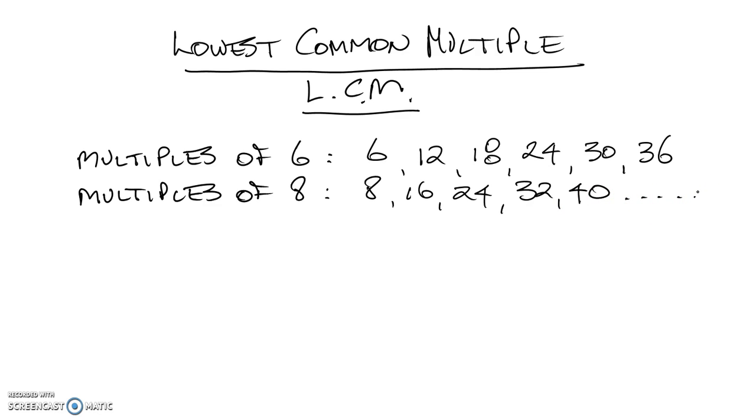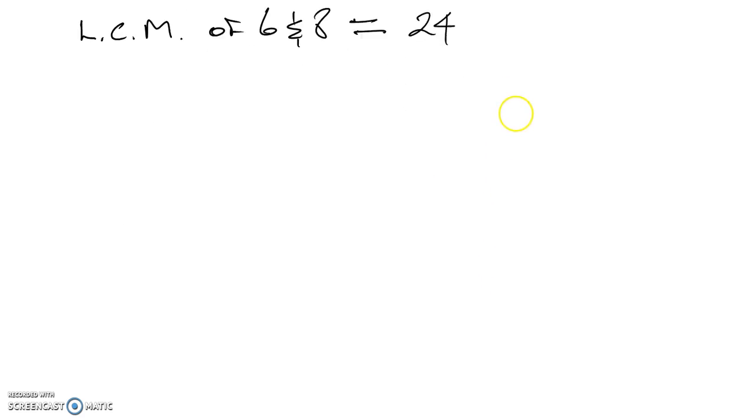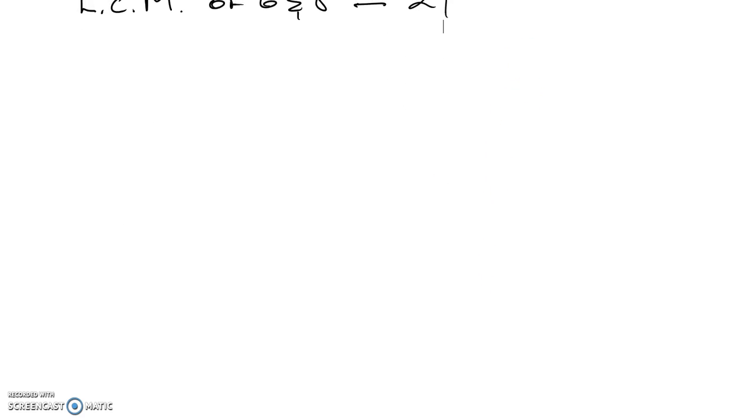So we're going to try to find the lowest common multiple. The lowest common multiple of 6 and 8 equals, well, let's have a look. What's the first number that's shown in both columns? 24 there, and 24, there's no other number below that which is common. So the lowest common multiple of 6 and 8 is 24. So that's multiples for us. We can do that for all the different numbers.